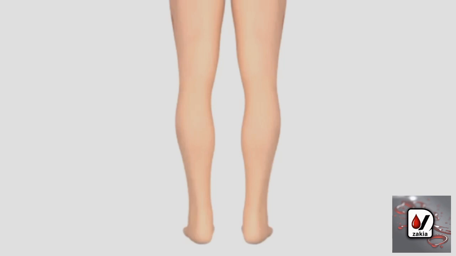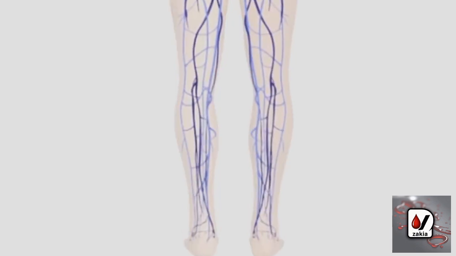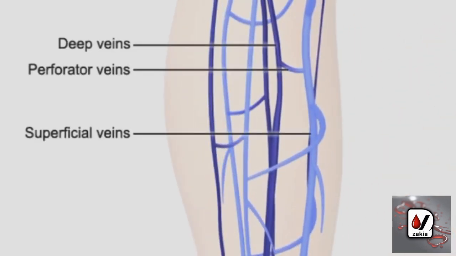The superficial veins lie below the surface of the skin. The deep veins pass through the deep tissues of the legs. They transport blood from the legs and feet back up towards the heart. The superficial and deep veins are connected by perforated veins. Here we show the position of the deep veins, superficial veins, and perforated veins in the leg.